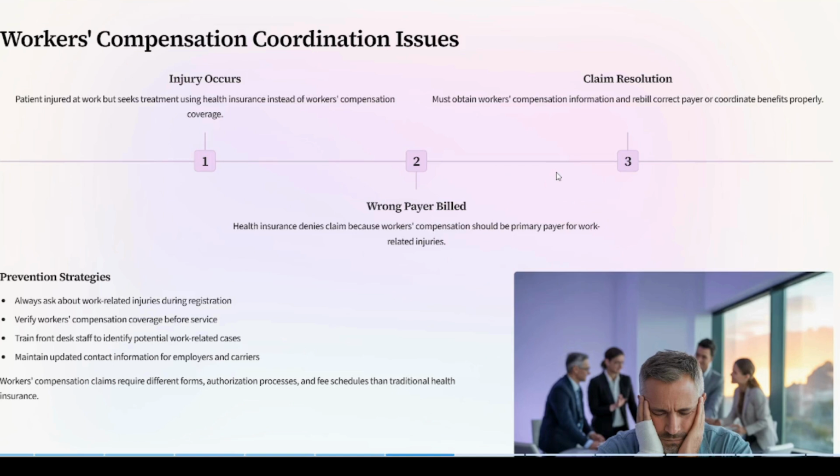Workers' compensation claims require different forms, authorization processes, and fee schedules than traditional healthcare insurance. Okay?